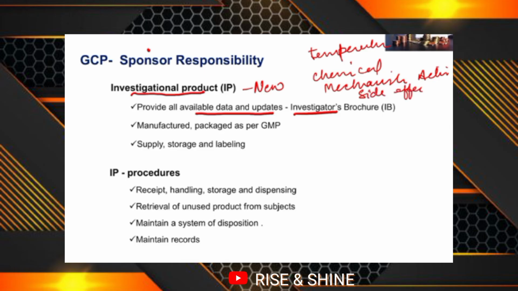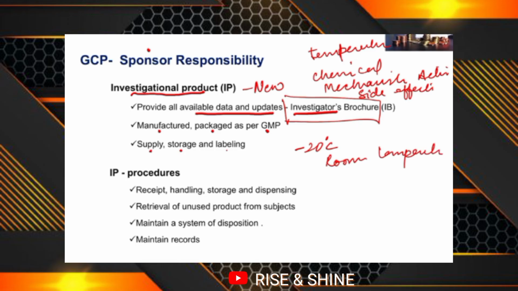How this will be manufactured and packaged: it should be manufactured and packaged as per good manufacturing practices. GMP is good manufacturing practices. And how it will be supplied and stored, labeling, everything should be ensured by the sponsor. Like, will it be supplied by cold chain, where it will be stored, -20°C or room temperature. All this information will be provided by the sponsor.